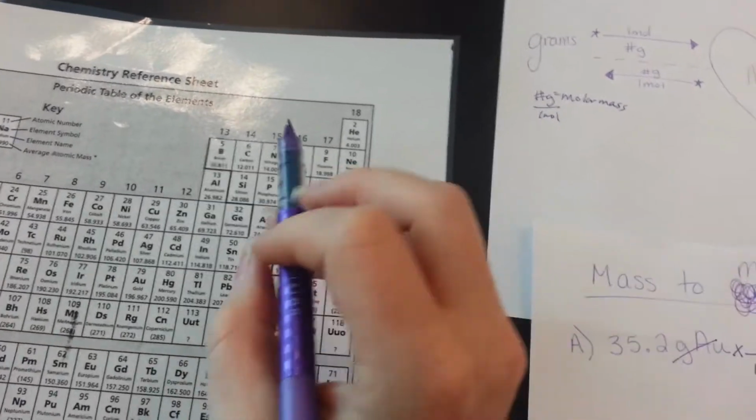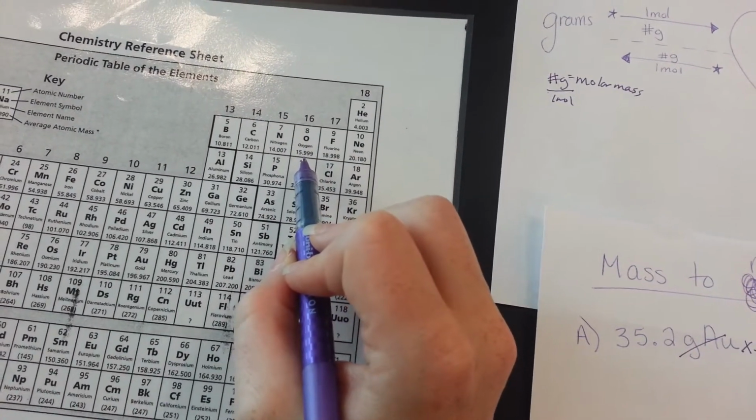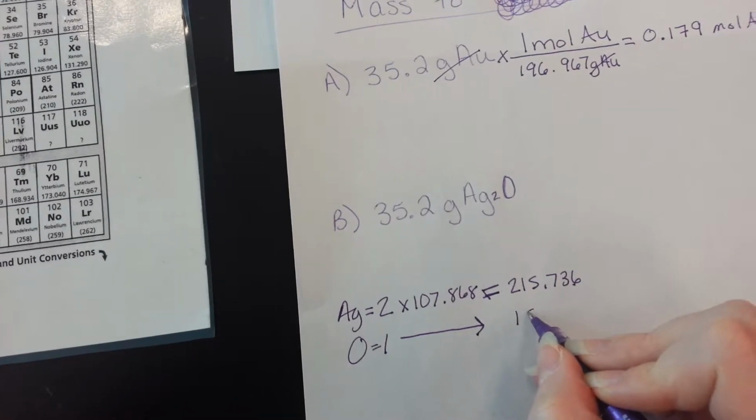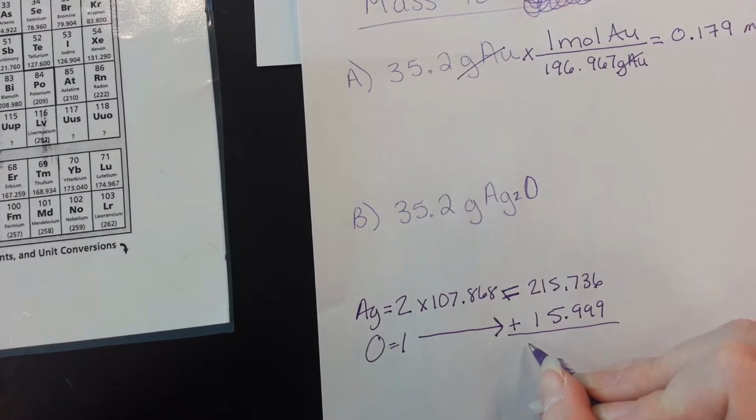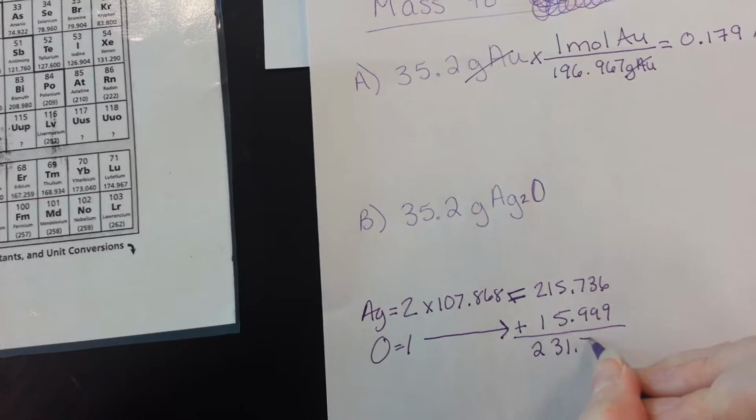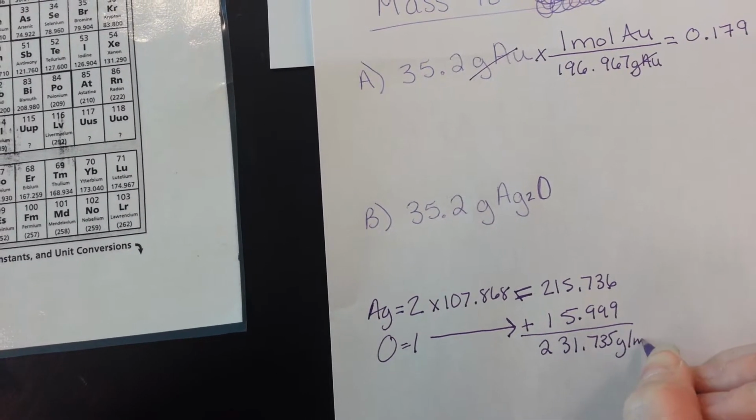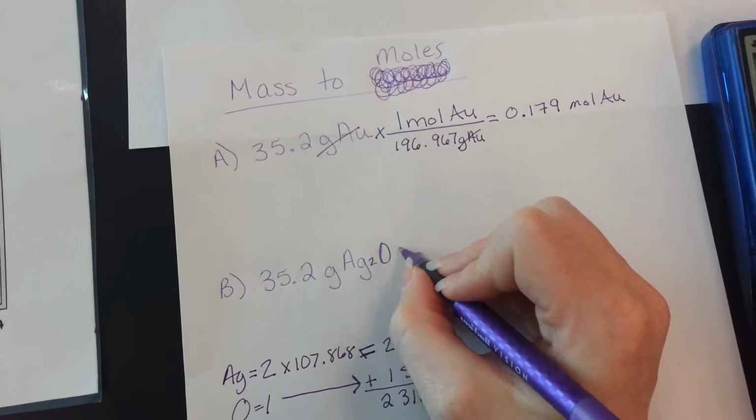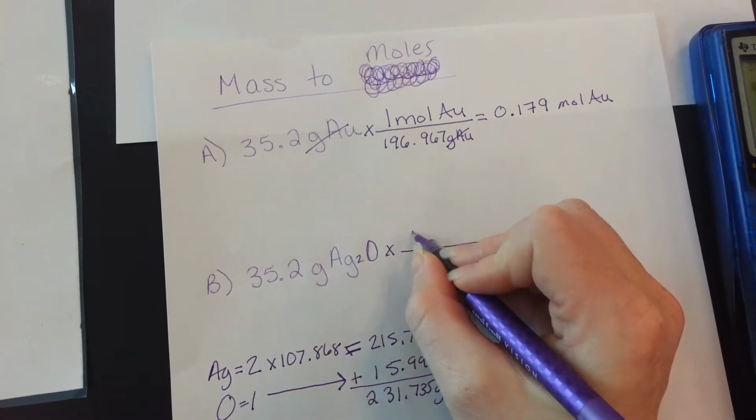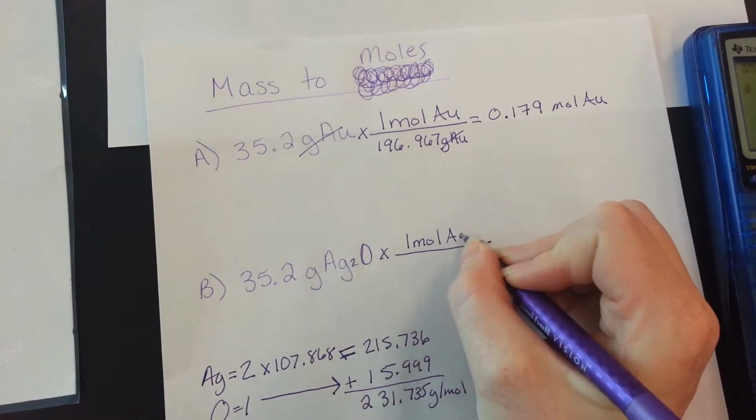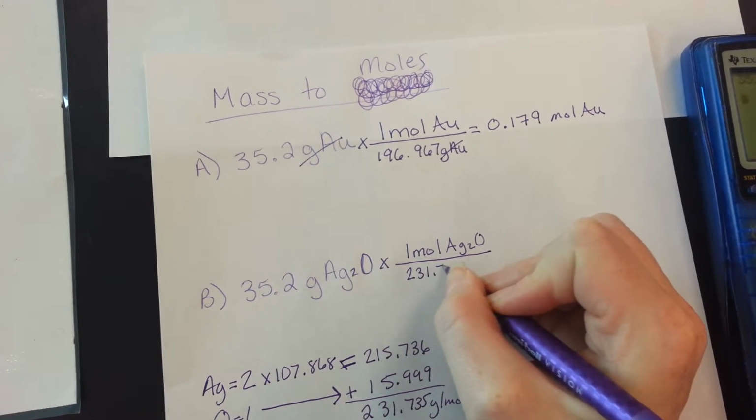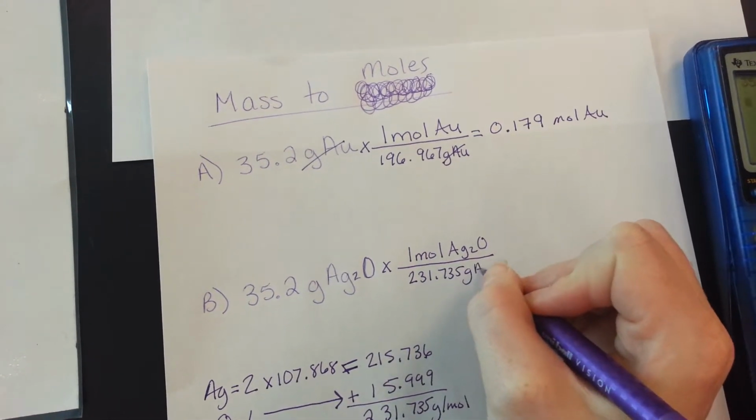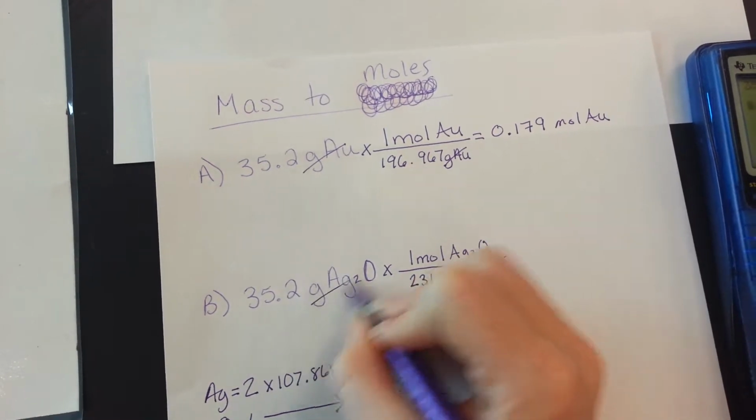And if I do 2 times 107.868 in my calculator, that comes out to 215.736. And I know from the periodic table that 1 mole of oxygen has a molar mass of 15.999. So if I add both of those together, I get a molar mass of 231.735 grams for every 1 mole. Now that I have that, then I can do my math. I now know that for every 1 mole of Ag2O, there is 231.735 grams of Ag2O. The grams will divide out.